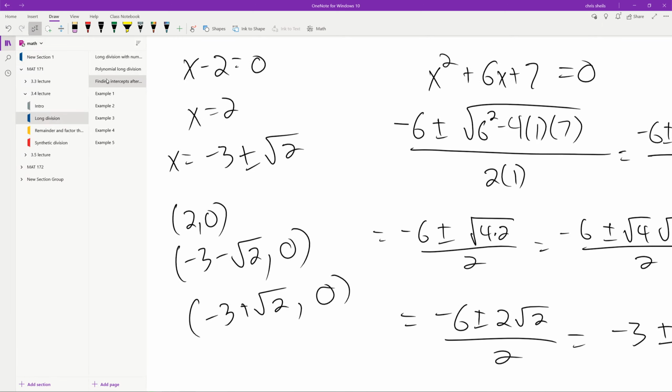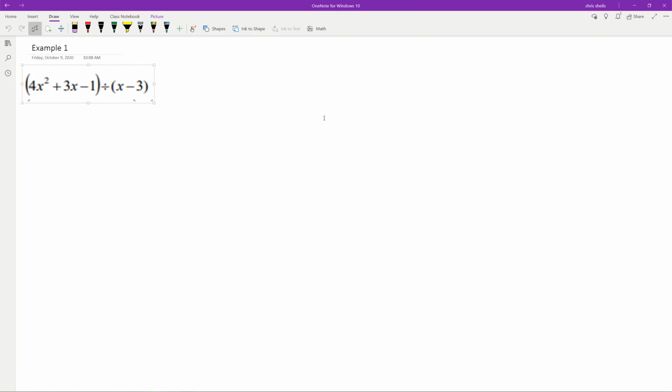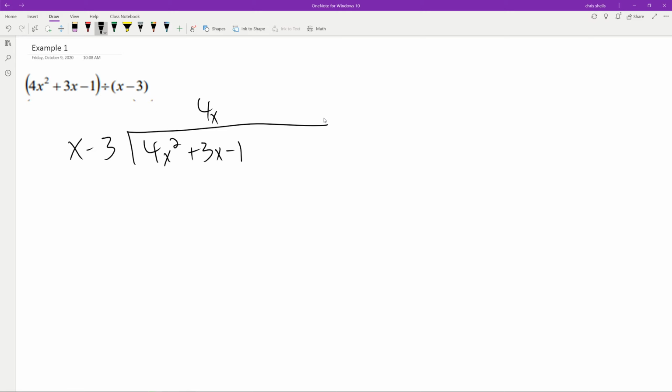Let's look at some more long division examples. This one, for instance. We have 4x squared plus 3x minus 1 divided by x minus 3. So I write x minus 3 on the outside of this box. I write 4x squared plus 3x minus 1 inside of this box. X goes into 4x squared, 4x times. 4x times x minus 3 is 4x squared minus 12x.